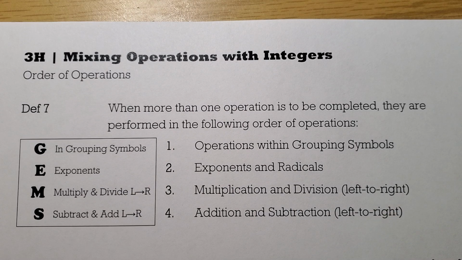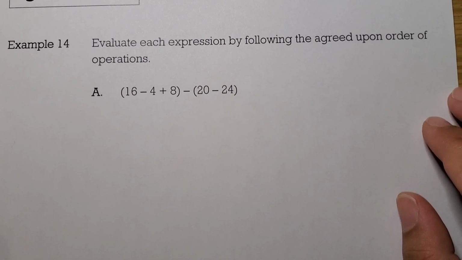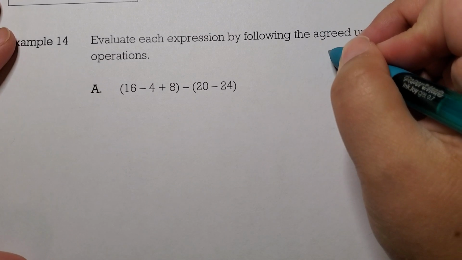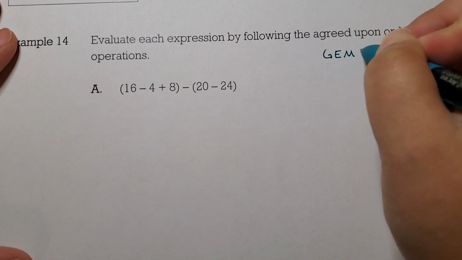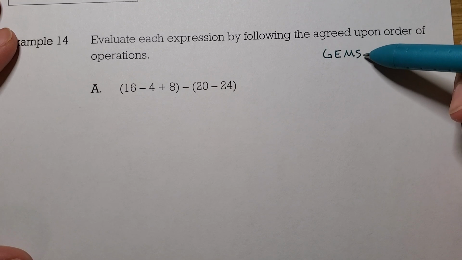All right, so let's go ahead. We're going to work through 5 examples together, so hopefully we can decrease the intimidation of seeing all these symbols and operations mixed together. For our first operation, I'm going to write GEMS over here just as a little reminder to myself. Grouping, exponents, multiply, divide, subtract, and add.